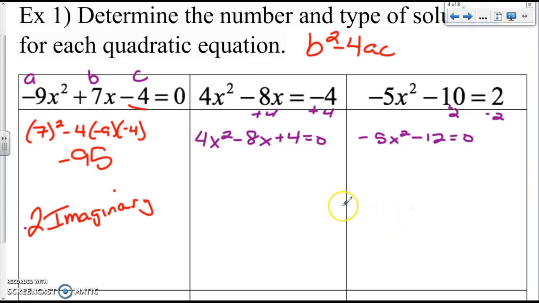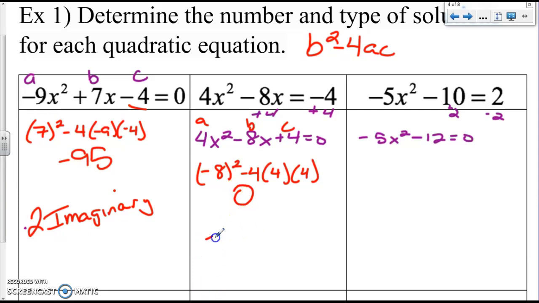Okay. We're going to do the same thing with the second one, a, b, c. So plugging in b squared minus 4 times a times c. Notice I plugged everything into parentheses. And when I type that in to my calculator exactly as I see it, I get 0. That means there is only one real solution.